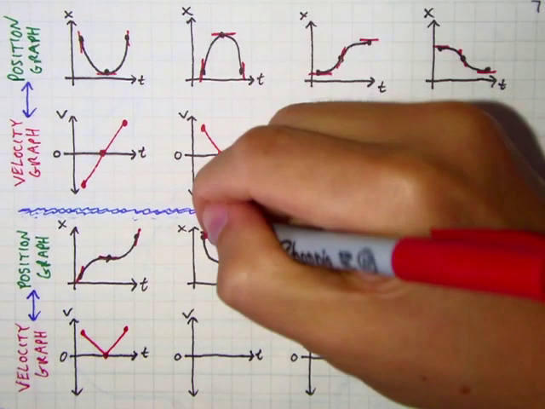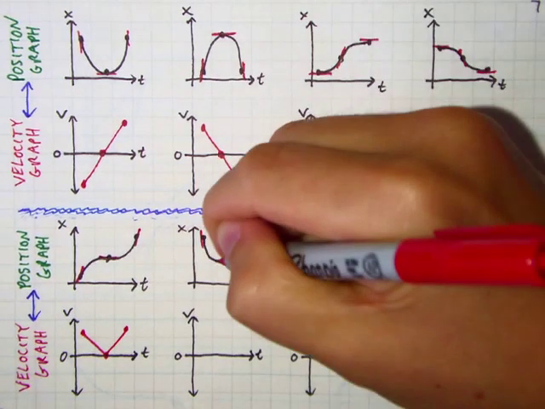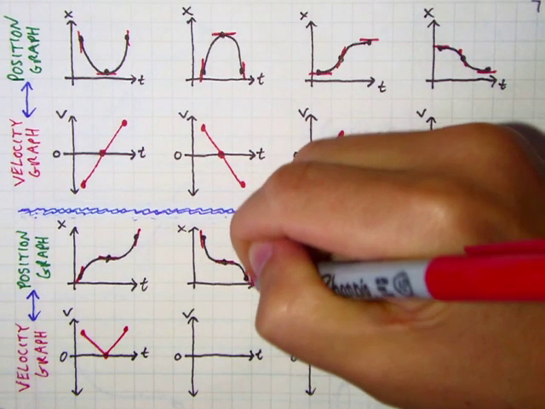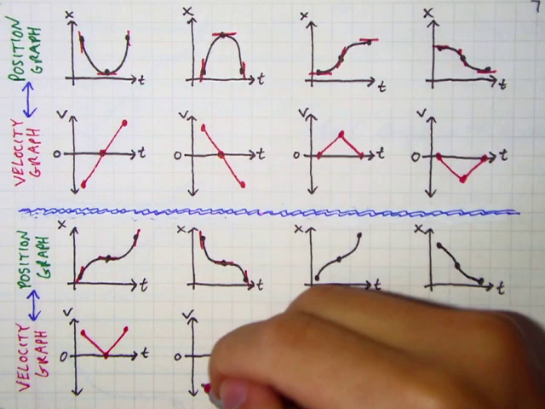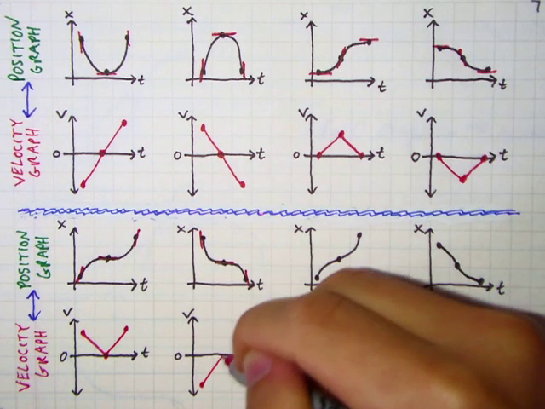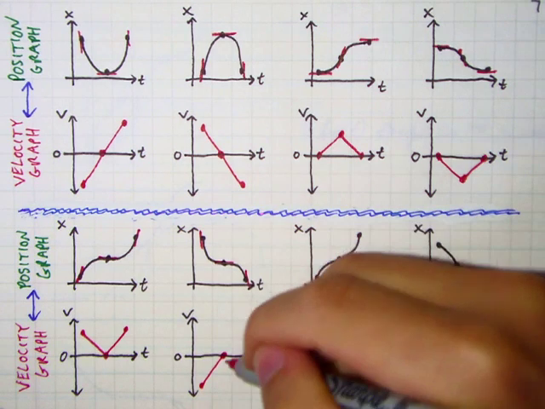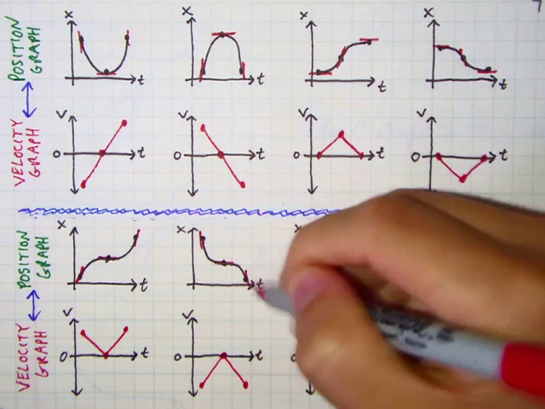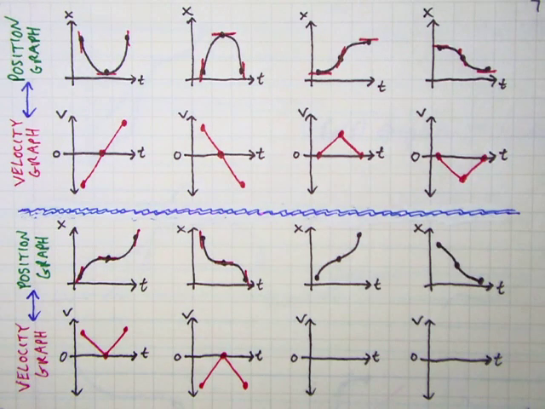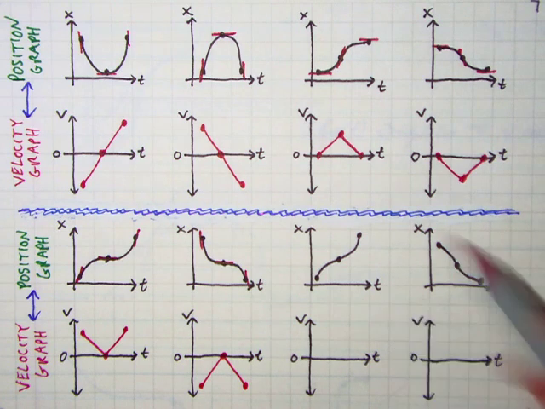This one, starting out moving in the negative direction, came to rest for a moment, negative direction again. So start with negative velocity, come to rest in the middle for a moment, and then negative velocity at the end. All right, these last two are meant to be a little more subtle.